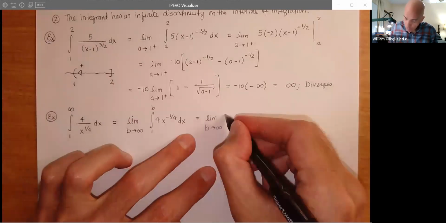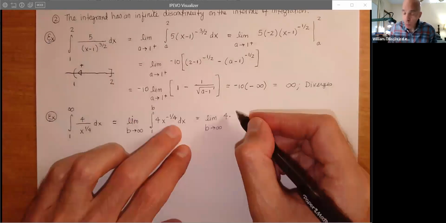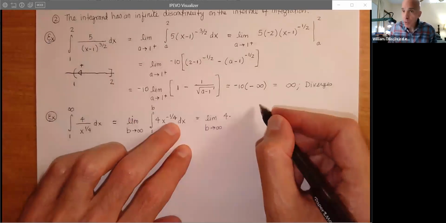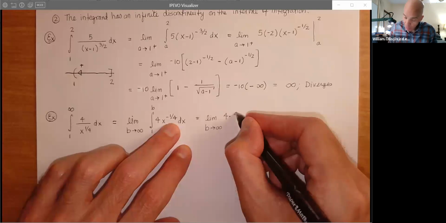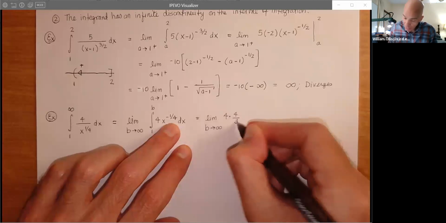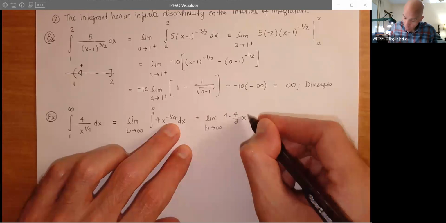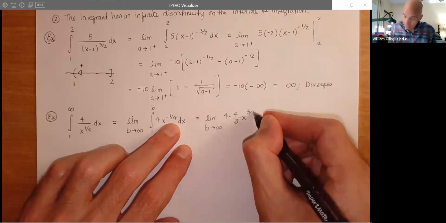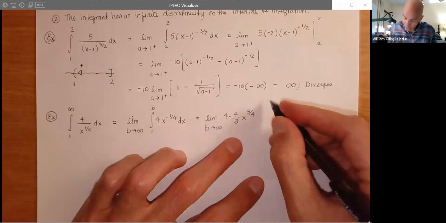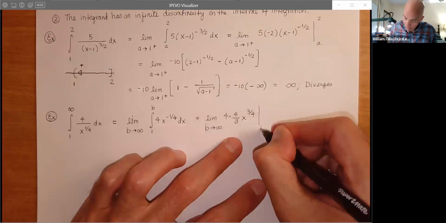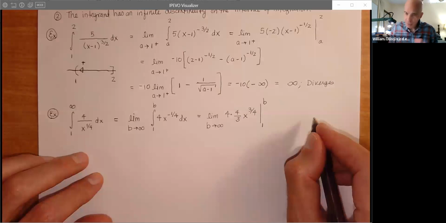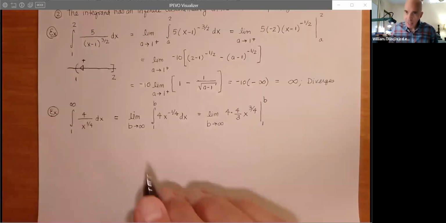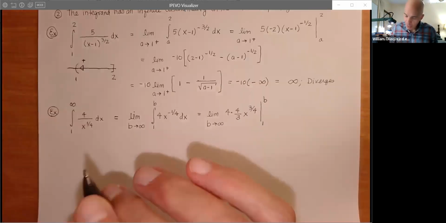So we have 4. Now, of course, we're going to add 1. The new power will be 3/4, and we want to divide by 3/4, so that'll be multiplication by 4/3. So this will be x to the 3/4. So very simple antiderivatives. We want to start with some basics to ease the concept into the brain here.